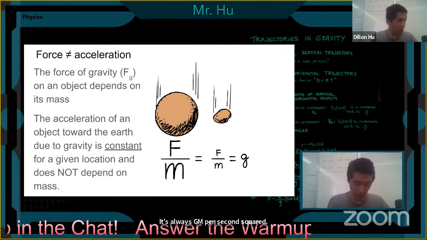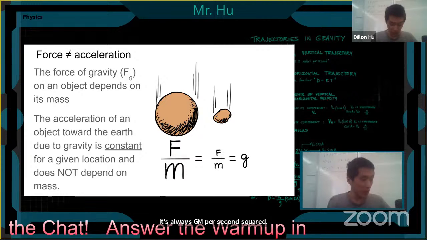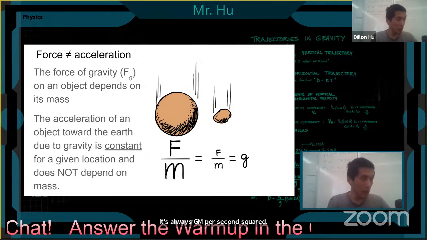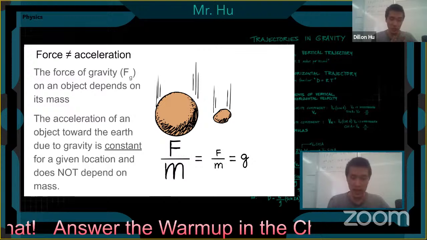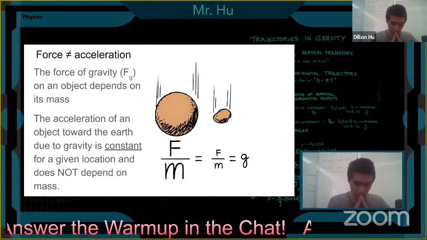As you can tell, because the acceleration due to gravity is constant, what this means is that all objects will fall at the same rate, and you will see in a second what that means.